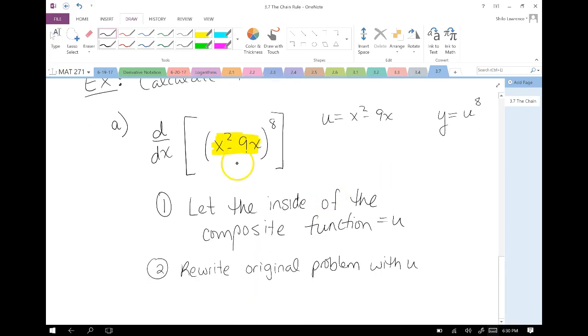So I'm letting the inside of the composite equal u, and then I just wrote what I had left over. I replaced that with u, and the original problem with u in there is just u to the 8th. That's my y. So take each derivative. So this is going to be du dx, because remember, we do the output variable in the top, the input variable in the bottom. That's 2x minus 9. Then dy du, output variable in the top, input variable in the bottom. That's the power rule. That's going to be 8u to the 7th.